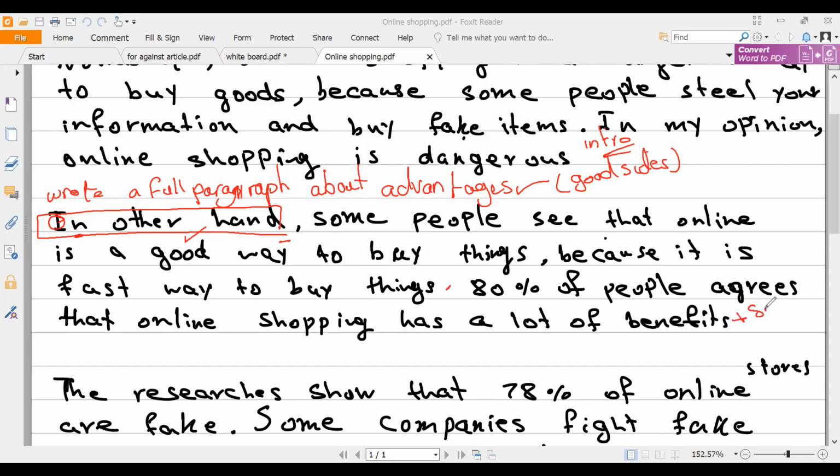Okay, you also need to explain this point, to add to it, like to say "80% of people agrees that online shopping has a lot of benefits without holding their burdens of going to markets or groceries."